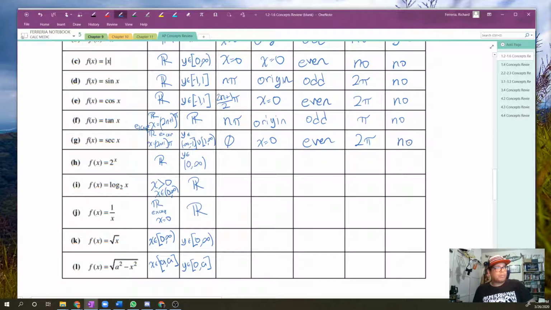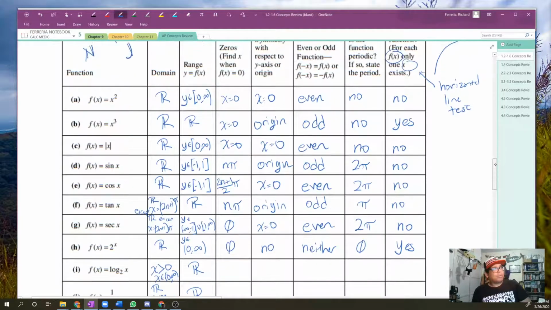No, it does not. 2 to the x. Is this ever equal to 0? No. Is this symmetric? No. Is this odd or even? Neither. No symmetry here. What is a period? Nope. And does this pass the horizontal line test? Yes, it does. Gosh, I hope I remembered all of that in order.